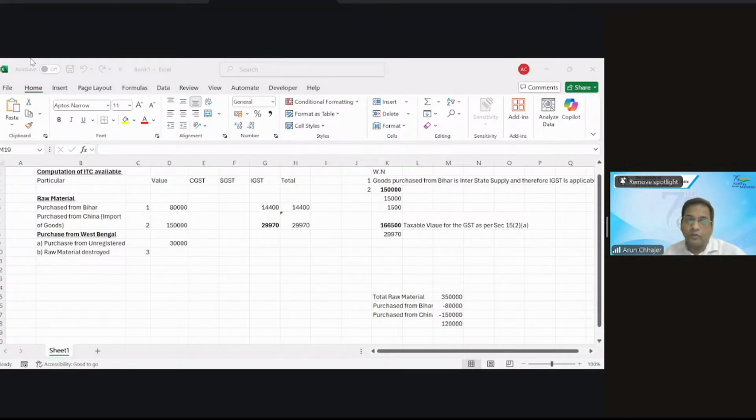Answer is no, because we all know only specified goods. Whether every purchase would be taxable under RCM if it is from an unregistered supplier? No. Try to understand section 9 subsection 4 of the CGST Act. You should write here.